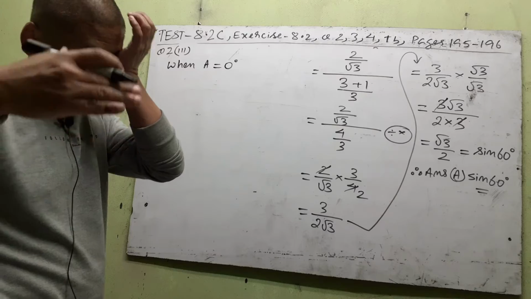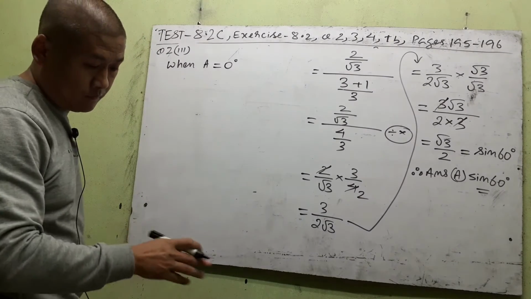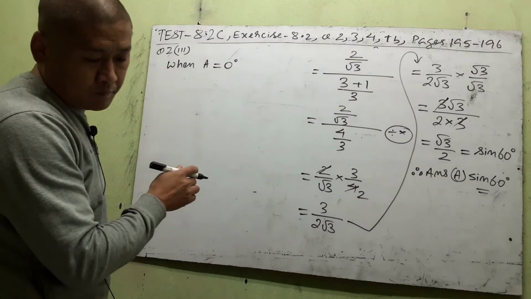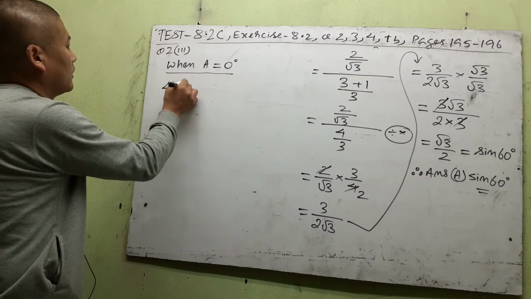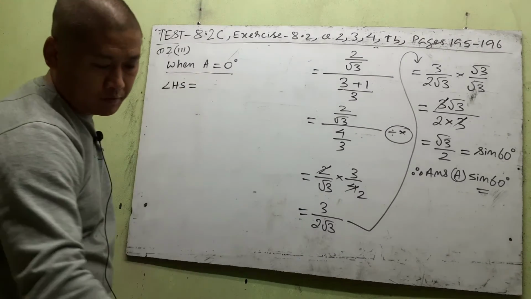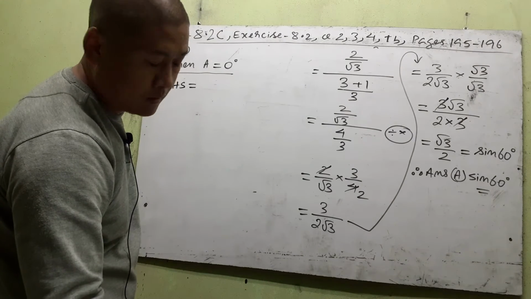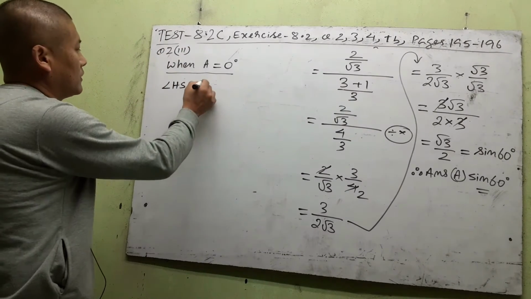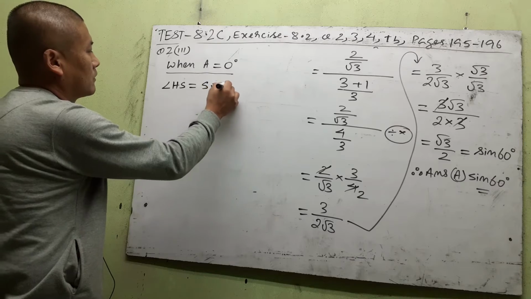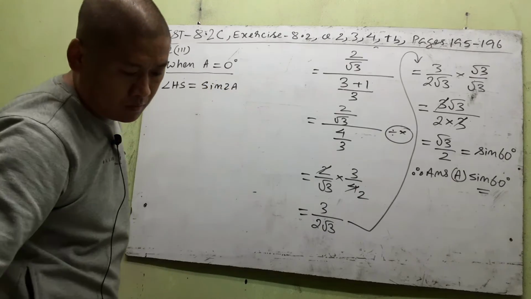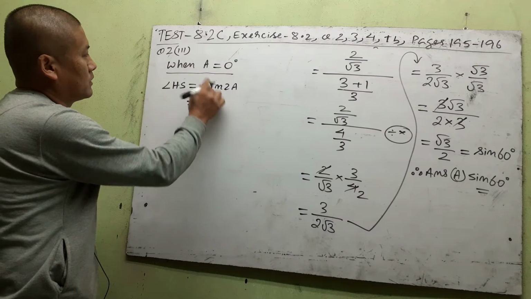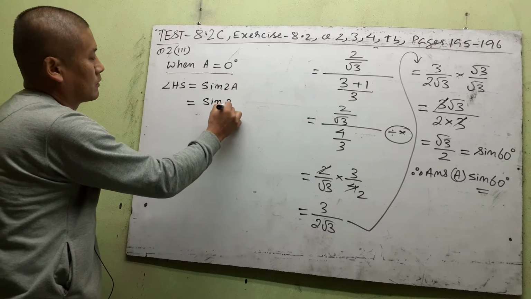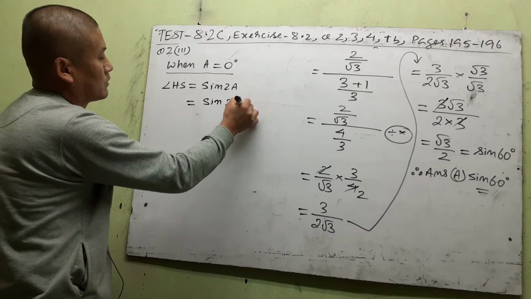Right, 0, 30, it goes like that, right? So let's take the first option, A, 1, 0 degree. When a is equal to 0 degree, your left hand side therefore will be, read the question, sine 2a equal to 2 sine a, means left hand side is sine 2a and right hand side is 2 sine a. So if we replace a with 0, then sine 2 into a is 0 degree.